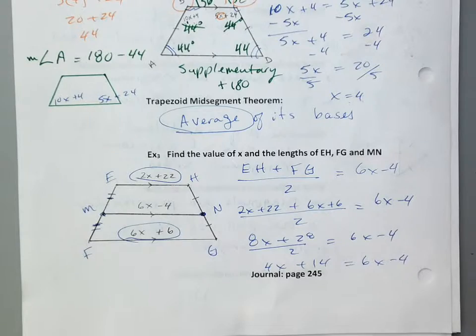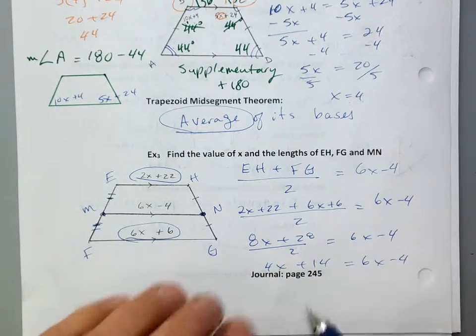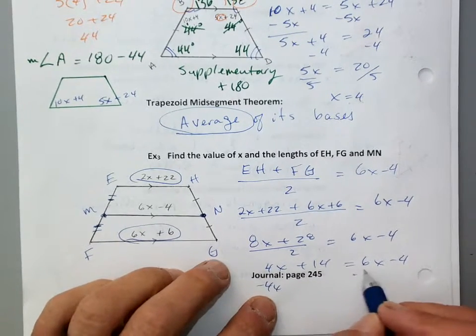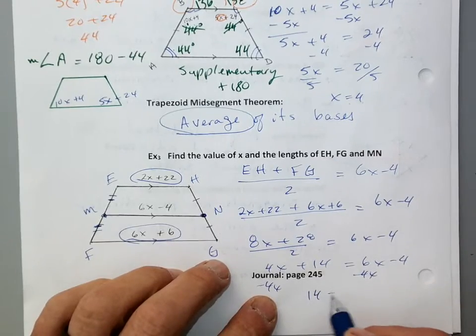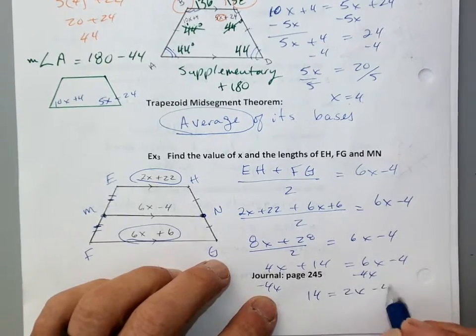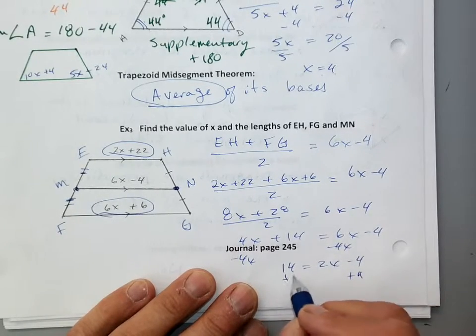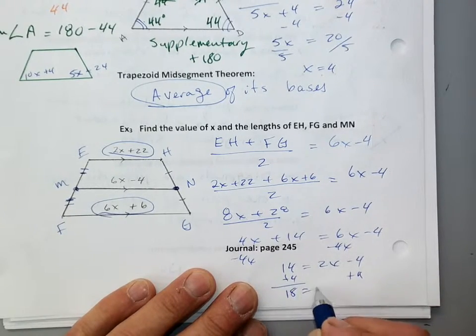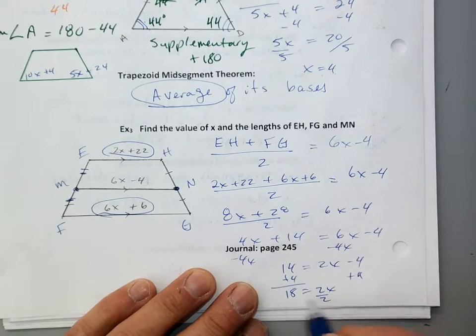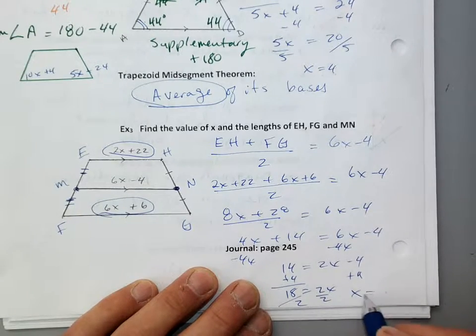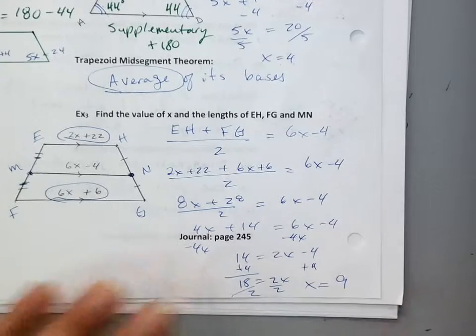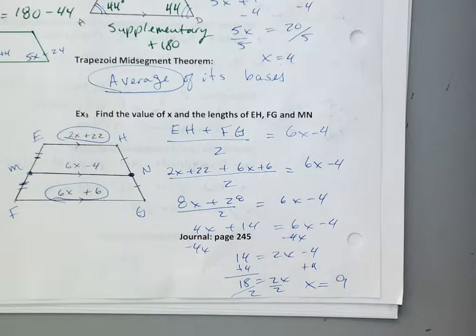Now I'm going to solve. I'm going to get rid of the smallest x. Minus 4x, minus 4x. 14 is equal to 2x minus 4. Plus 4, 18 equals 2x. Divide by 2, x is 9. Hopefully I didn't go too fast with that, but I added the two bases, I divided by 2, and then I solved. So x is 9, but we're not done.